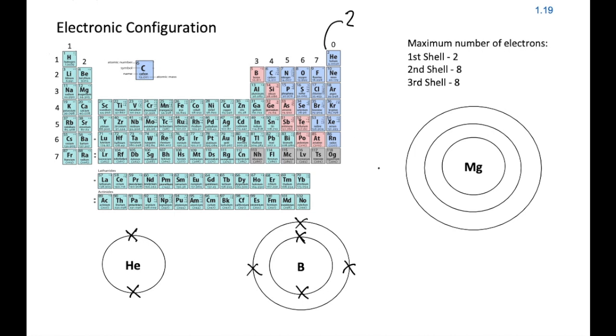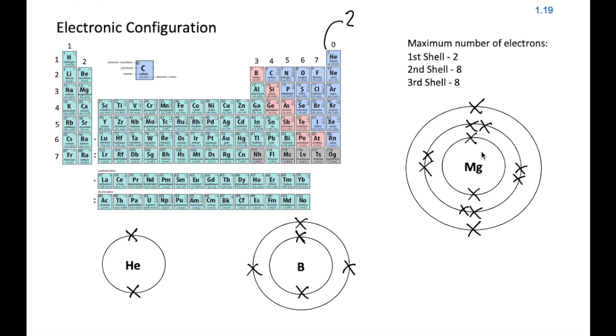Now with magnesium, magnesium has 12 electrons. So what we do is we fill the first shell completely, and we fill the second shell completely. So we put 8 electrons into this second shell. And we do that because at this point we've only filled 10 electrons, and obviously magnesium has an atomic number of 12. So we need to put 2 more electrons into this third shell. And this is the configuration for magnesium.